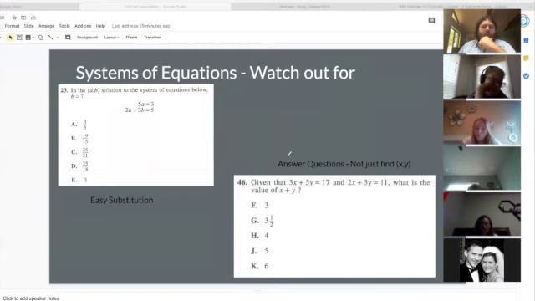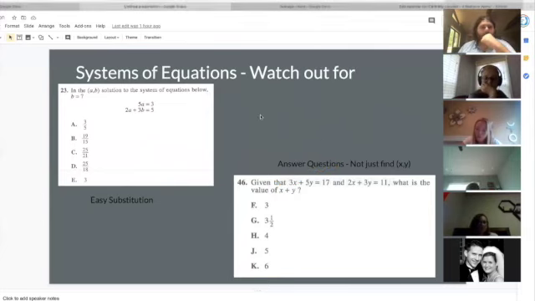And then also look out for questions that ask for something else. So notice how it doesn't say find the coordinate. This is actually saying find the sum of x and y. So find your x, find your y, then add them together. So just things to be aware of there.